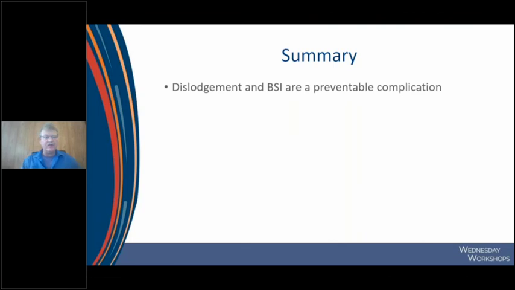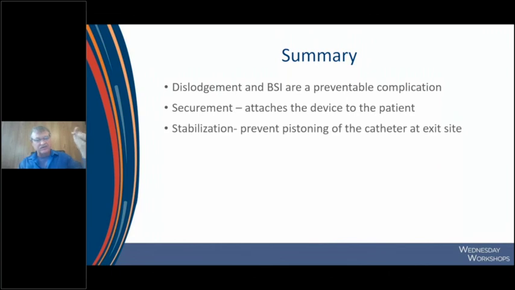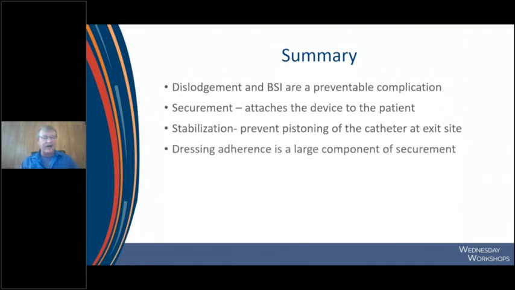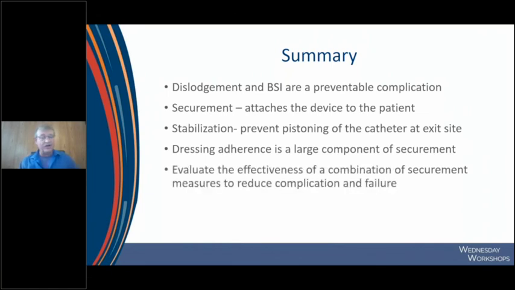So here really is the summary. Dislodgement and bloodstream infections are preventable complications. If you don't believe this, then you need to reevaluate how you look at this, because they certainly are preventable. The government thinks central line bloodstream infections are preventable, but there's no doubt that dislodgements are preventable as well. Securement is attaching it to the patient. It's also stabilizing it at the skin level where the catheter comes out of the body. And dressing adherence is a large component of that securement. It's very important to keep that dressing on.